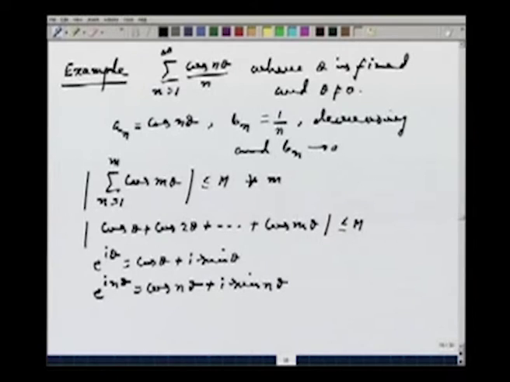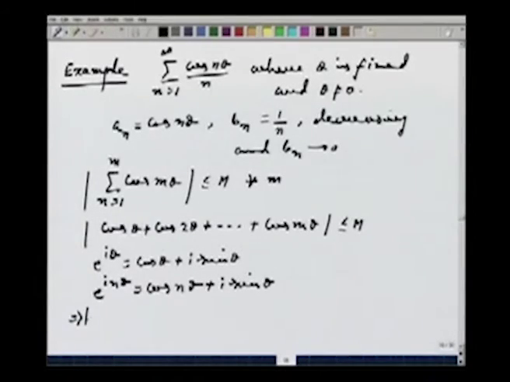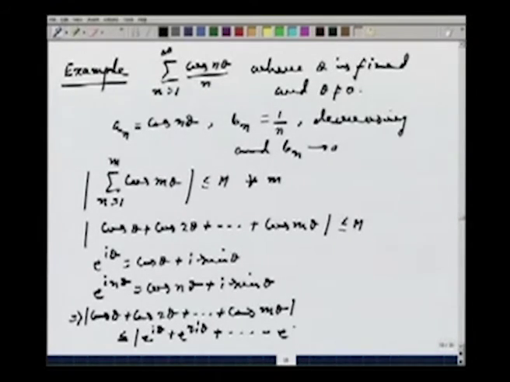Now, since it is always true that the real part of a complex number in modulus is always less than or equal to the modulus of the complex number, this then implies that the modulus of cos theta plus cos 2 theta plus up to cosine m theta is certainly less than or equal to the modulus of e to the power i theta plus e to the power twice i theta plus up to e to the power i m theta.